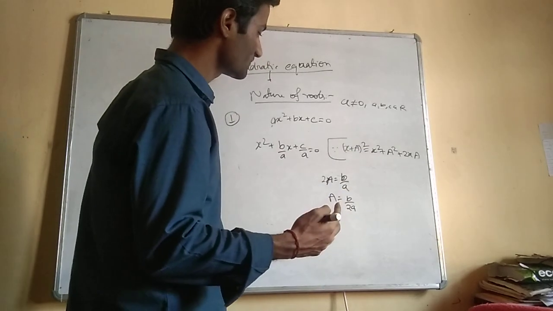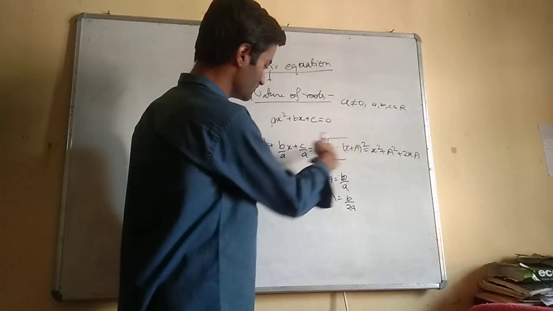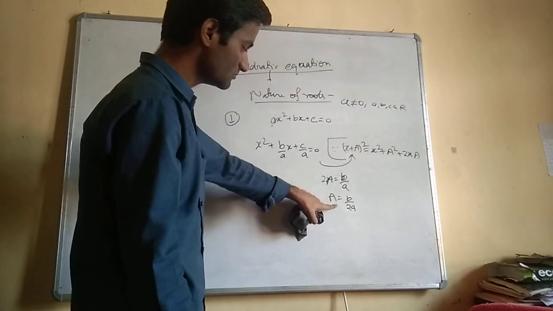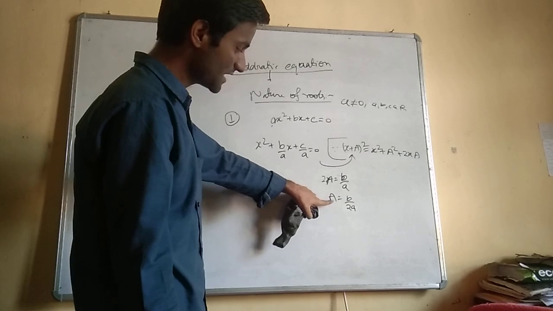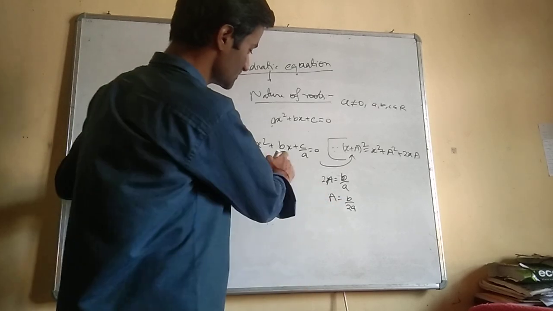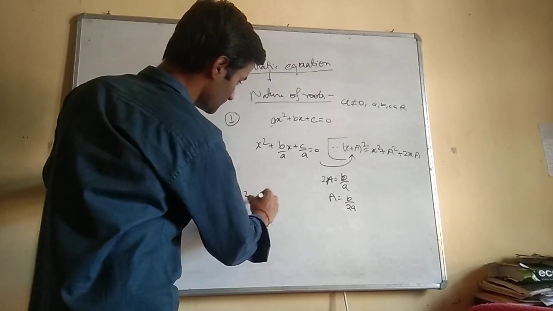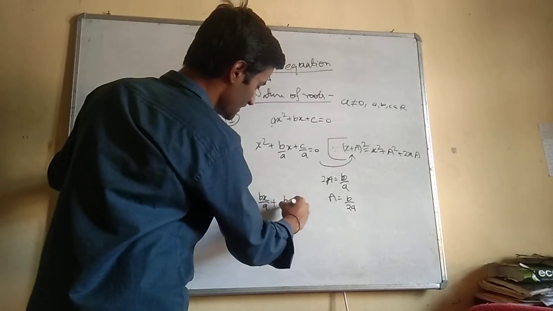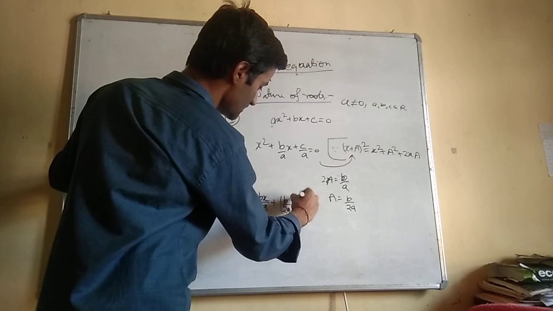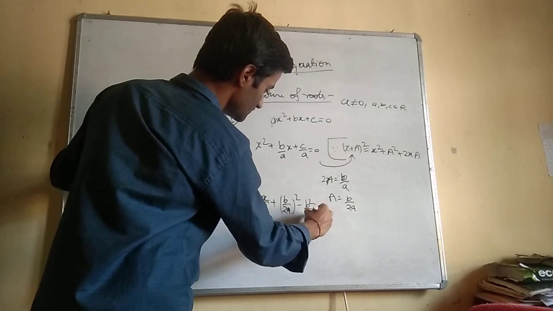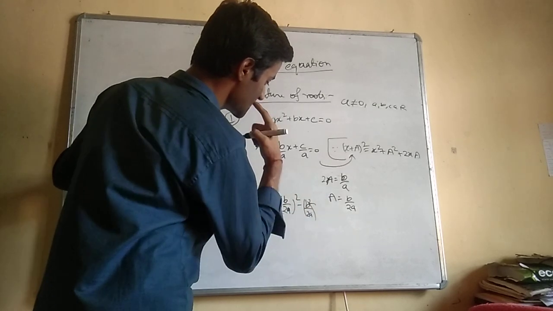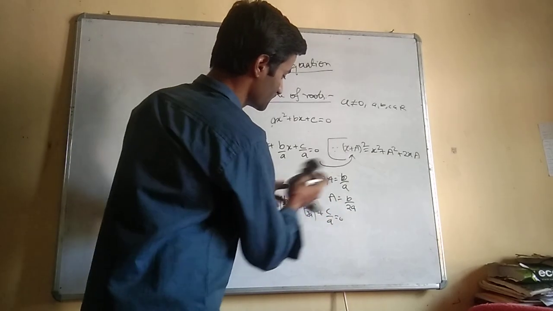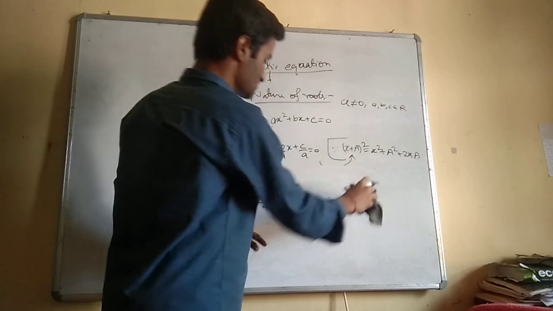So we want to write this whole equation in the form of this one. What we will do is add a square and minus a square. So this will become x square plus bx by a plus (b by 2a) square minus (b by 2a) square plus c by a equal to 0.